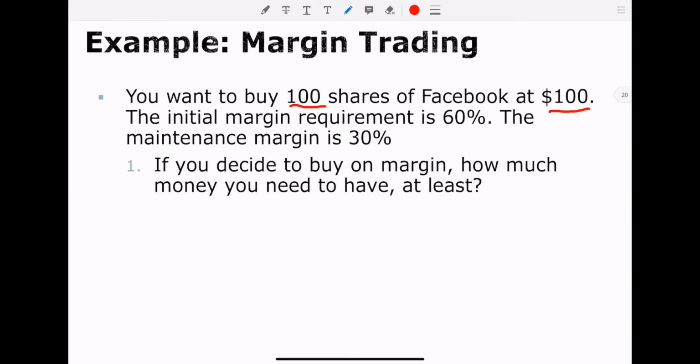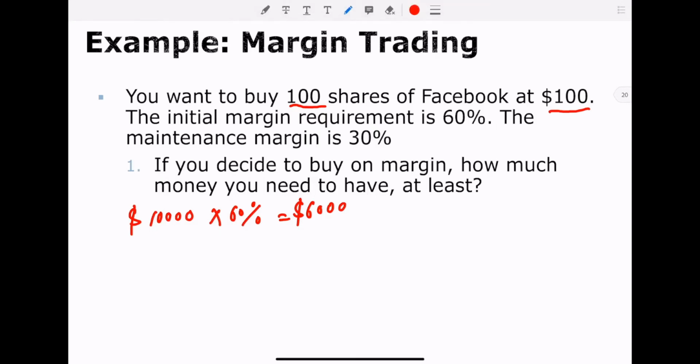This basically means if you need to buy $10,000 of stock, then this 60% initial margin requirement means you need to at least have $6,000. That is $6,000 of your portfolio has to come from your own pocket. You cannot borrow money. I mean, you can at most borrow $4,000.